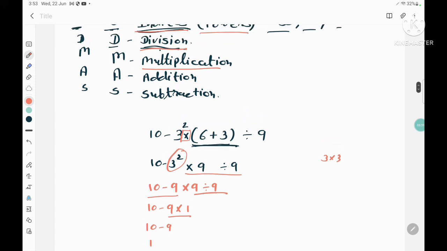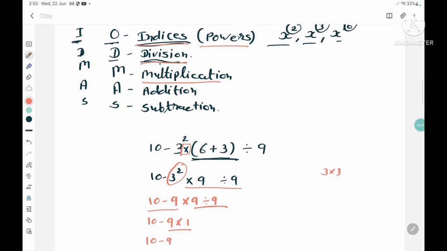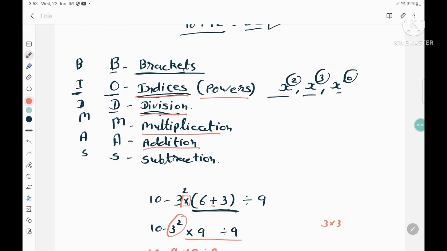See, here we followed the order. I hope you understand. Inside this bracket is an addition, and addition comes second last, but still I solved it first. Why? Because the addition is inside the bracket. That's why I have to solve the bracket first. It doesn't matter what sign is inside; if something is in a bracket, we have to solve it first.